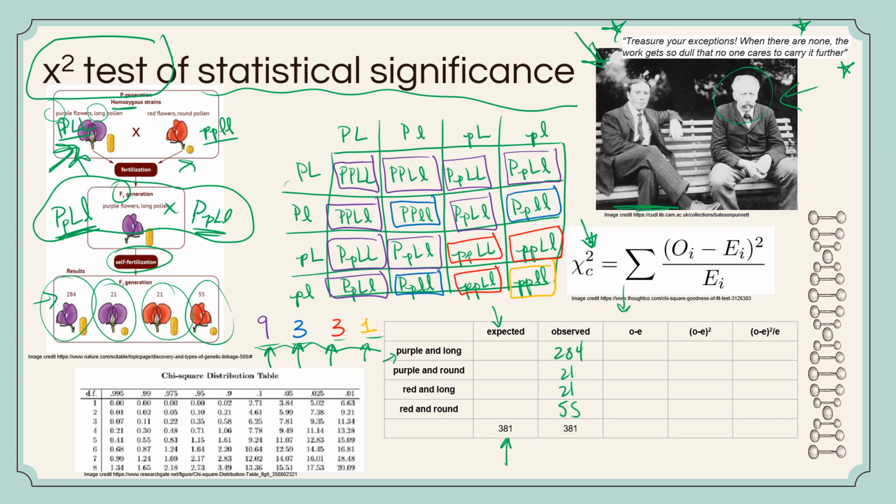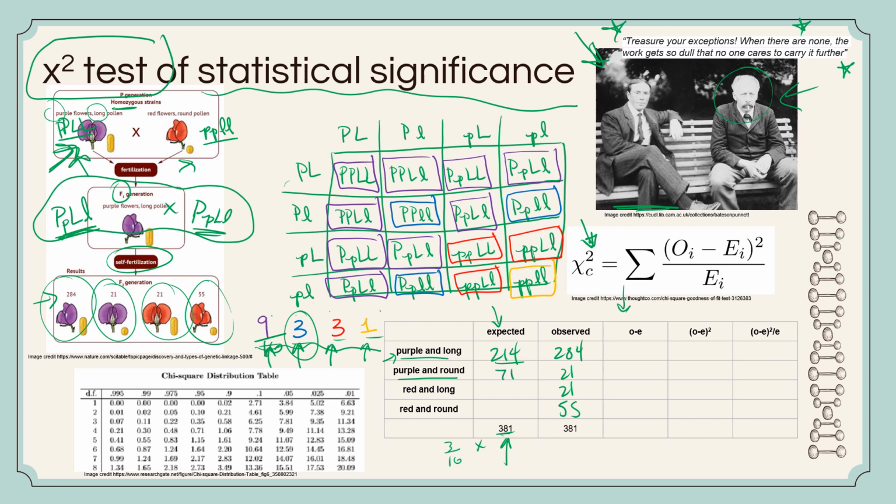0.5625 times 381 gives us 214 plants we would expect to see be purple and long, because 3 and 3 and 1 and 9 is 16. So 9 out of 16 times 381, we expect 214 purple and long plants. Purple and round, 3 out of 16 ought to be purple and round. So 3 out of 16 times 381, 3 out of 16 is 0.1875. 0.1875 times 381 gives us 71 and a half, and I'm going to round that to 71 offspring.